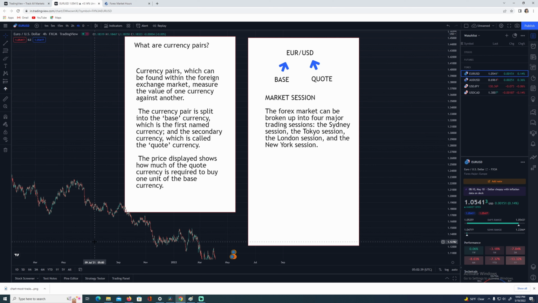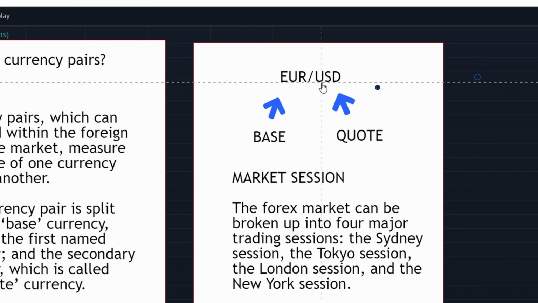The currency pair is split into the base currency, which is the first named currency, and the secondary currency, which is called the quote currency. The price displayed shows how much of the quote currency is required to buy one unit of the base currency. Okay, so we have the example right here. For example, the Euro USD.